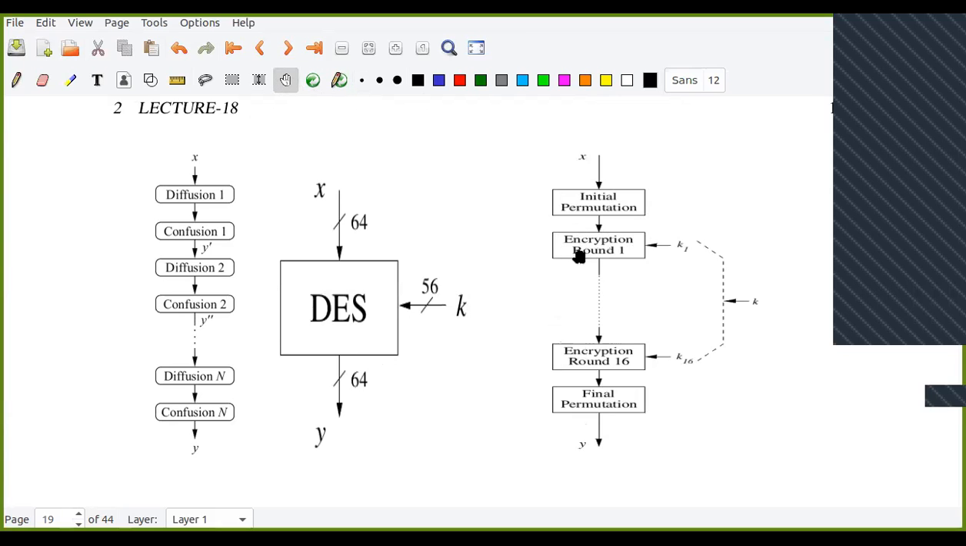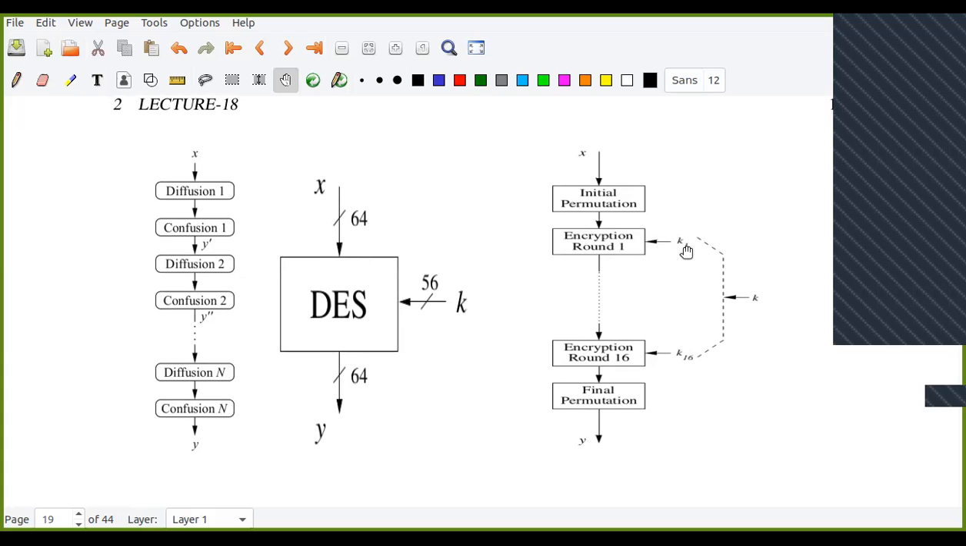Can I proceed? Hello, sir. Yes. So the K is here 56, and on the right hand side you have written 16 rounds, K16. Actually it is much different. See, this K 56. Now, how many times will I use the same key? 16 times: K1, K2, K3, up to K16. These keys are generated from this key only, but they are of size 48.